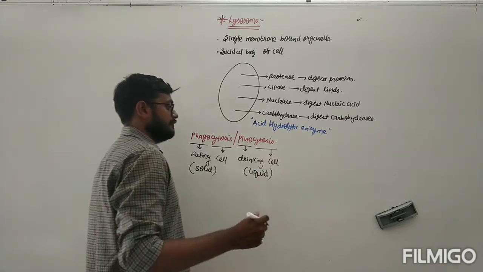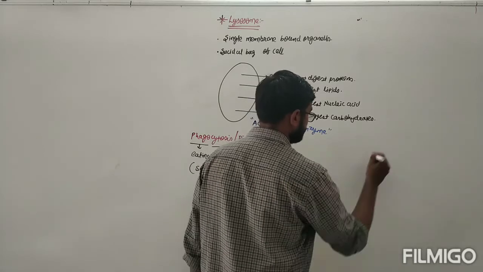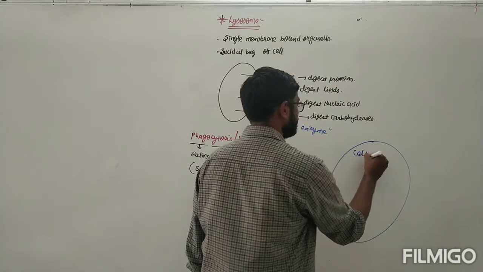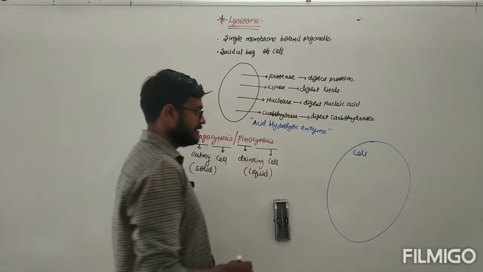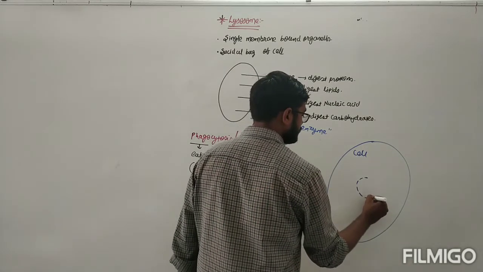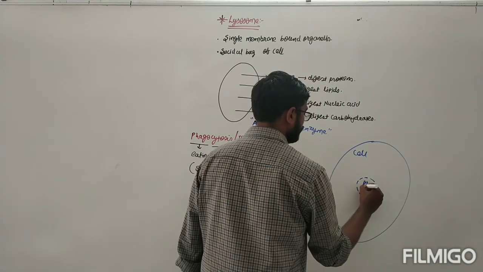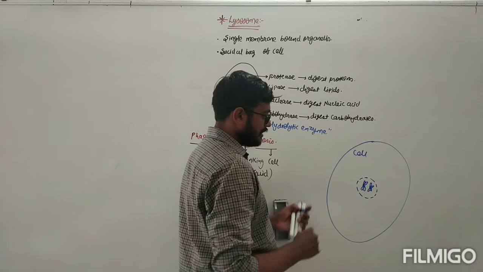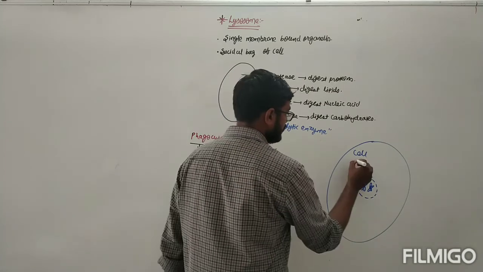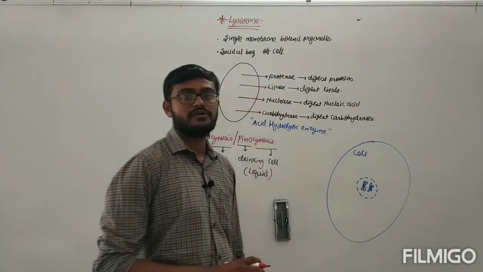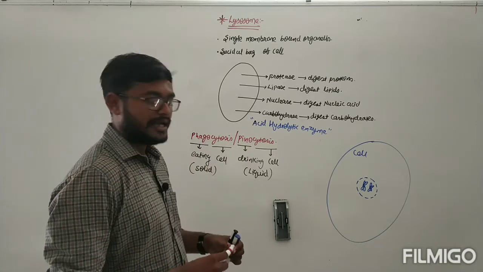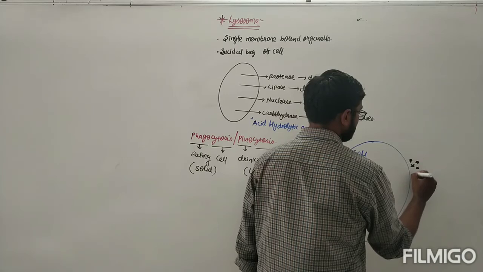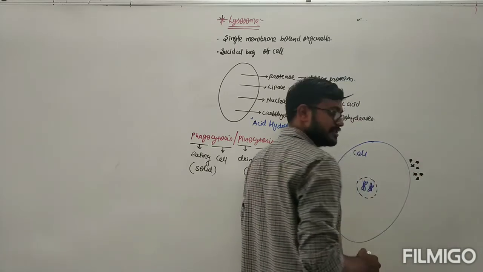Let's start with learning phagocytosis as well as pinocytosis, both of them combined. This is an arbitrary, imaginary cell, and inside this imaginary cell we have the nucleus and the chromosome over here, and all the organelles are there, but I am showing you only the portion of phagocytosis. On the outer side there is some solid material. It can be either food or something other.